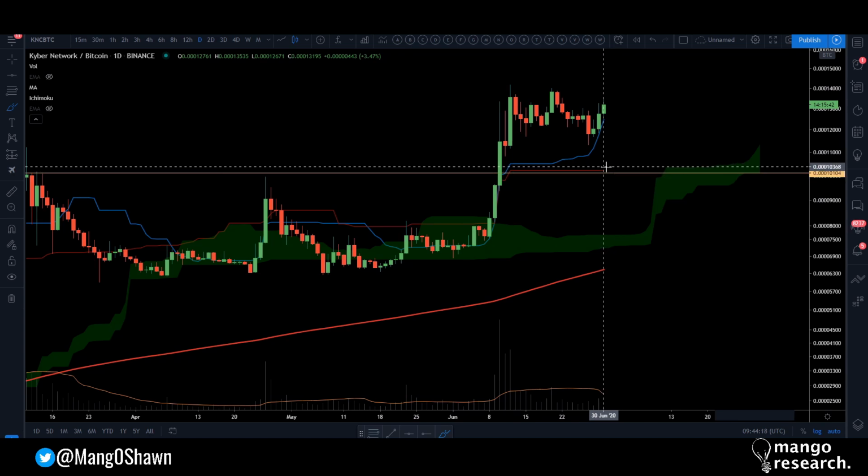But yeah, going back to what we were saying, the Kumo is right over there. So cool, we have confluence with our horizontal on the weekly time frame, the daily, and the Kumo on the Ichimoku is there too. Let's clear everything out again.